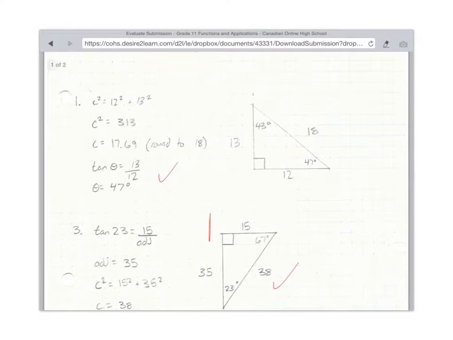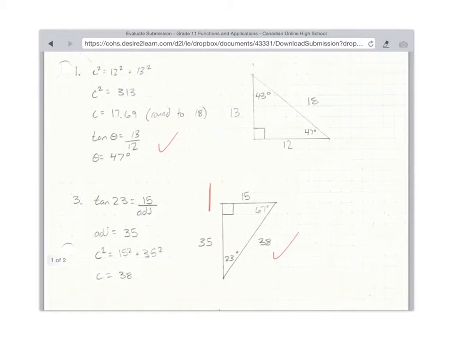Question 1 was perfect. You did a great job on that. And that one's right angle trigonometry, and the same with number 3. So whenever you have the right angle, you can use your SOHCAHTOA, and that's just fine. So good job on those.